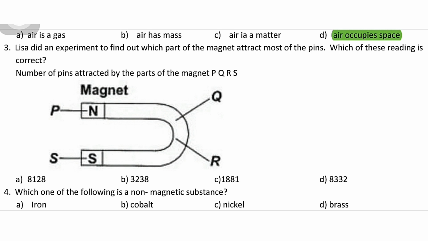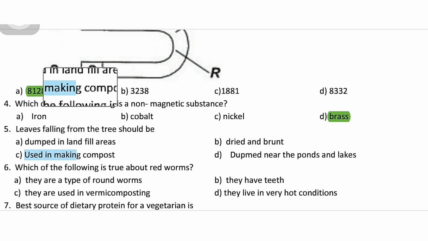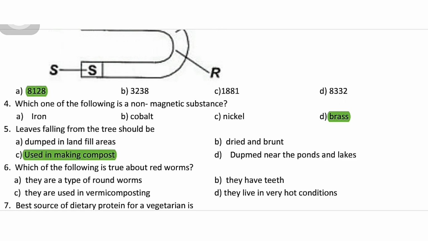Number of pins attracted by the parts of the magnet P, Q, R, S. The magnet's ends attract the maximum number of pins, so option A is the right answer. Then, which one of the following is a non-magnetic substance? The right answer is brass. Leaves falling from the tree should be used in making compost.